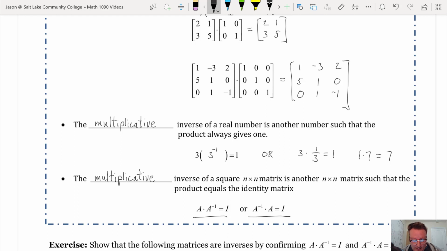Okay, so the identity matrix is analogous to the number 1 under multiplication of real numbers.